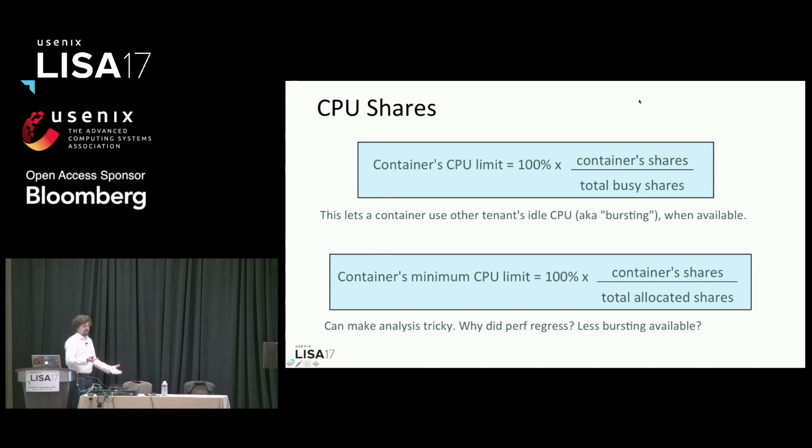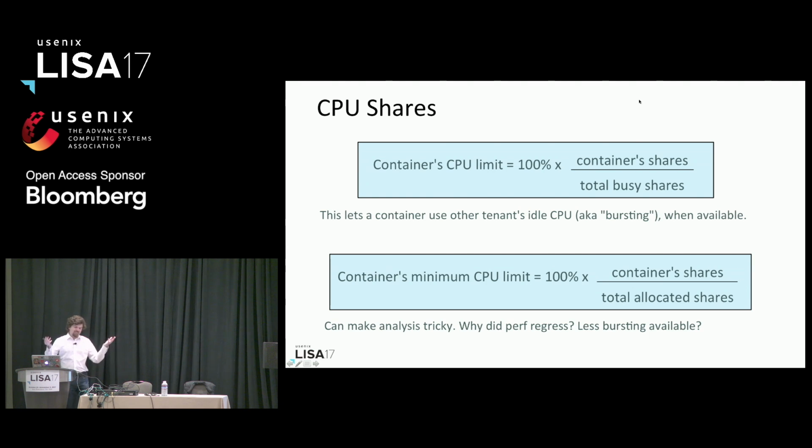And it's this formula that allows us to do bursting if that's something you want to configure. If I'm the only busy container on the system and I have 10 shares, the number 10 doesn't mean anything, it's arbitrary. I just dish them out. If I'm the only busy container on the system and I have 1 share or 10 shares, I can consume 100% of the system's capacity.